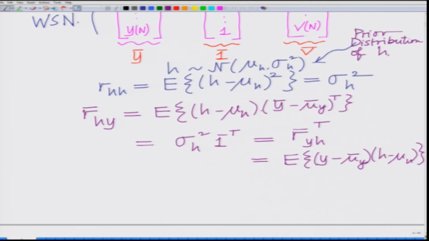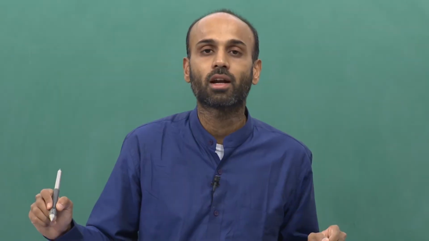And you can see this quantity r bar h y is nothing but the transpose of this quantity r bar y h, okay. So, these two quantities are basically transposes of each other. That is, r bar h y is r bar y h transpose, okay.